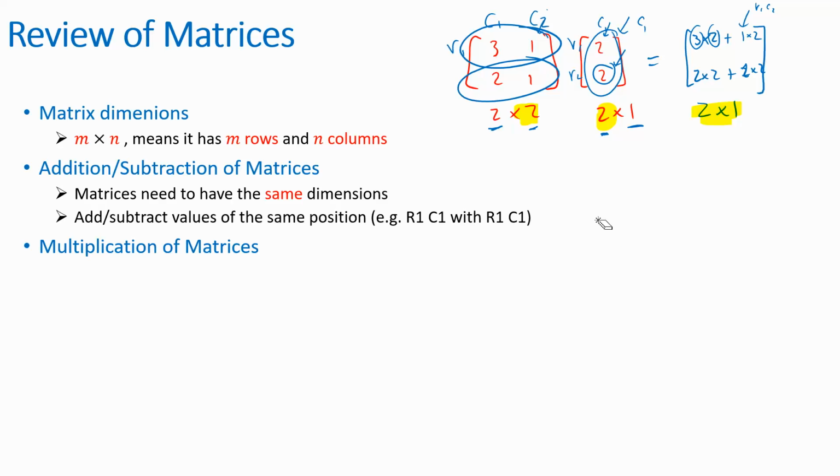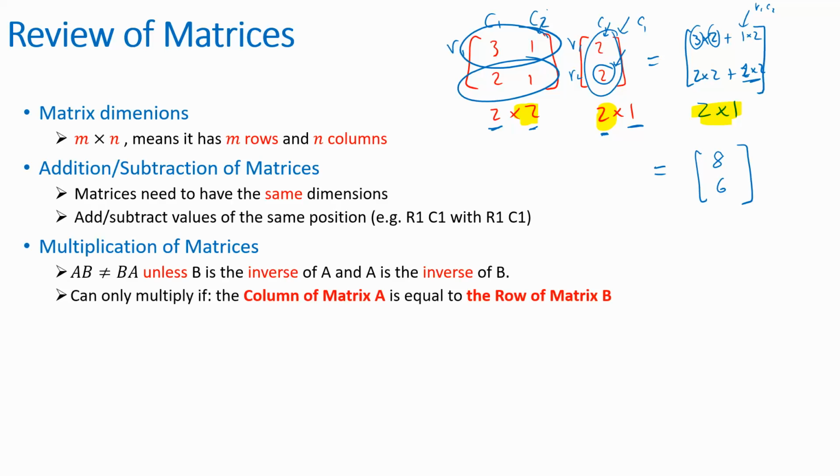So your answer there, if you simplify that, 3 times 2 is 6, plus 1 times 2, which gives you 8. 2 times 2 is 4, plus 2 is 6, so it's 8 and 6, which is a 2 by 1 matrix. Okay, now, a couple of things to note, write in your notes here.